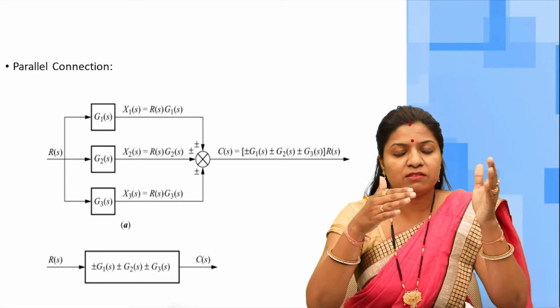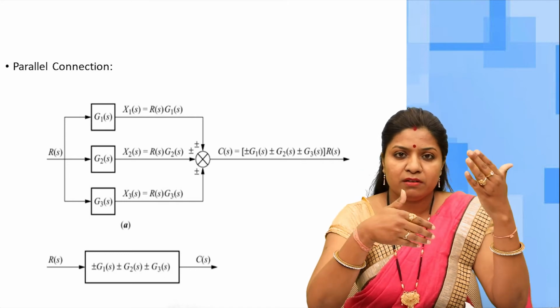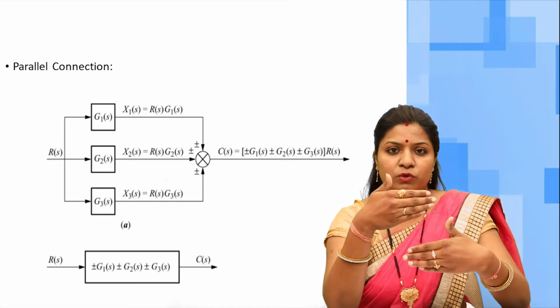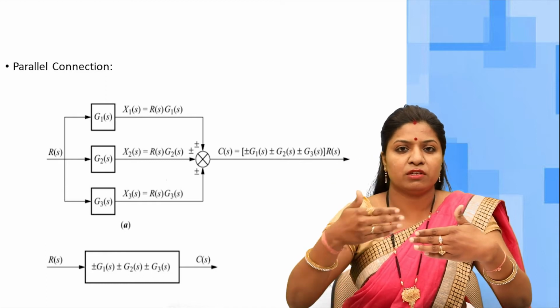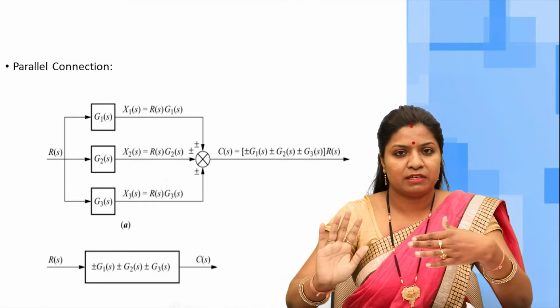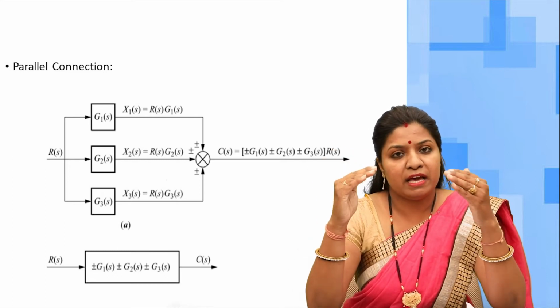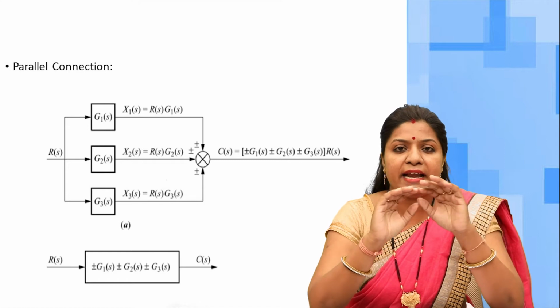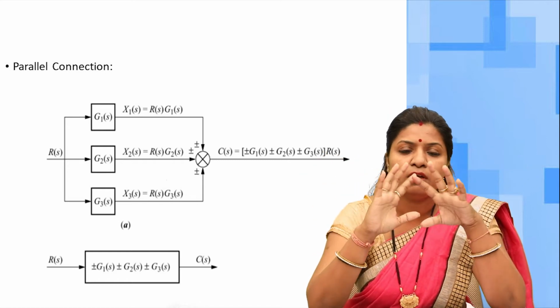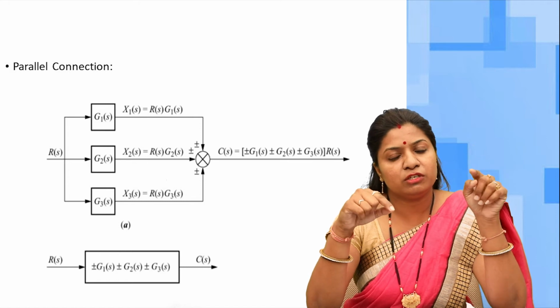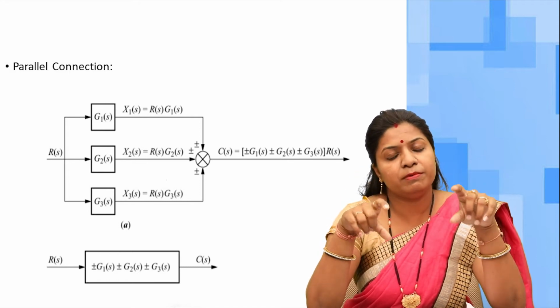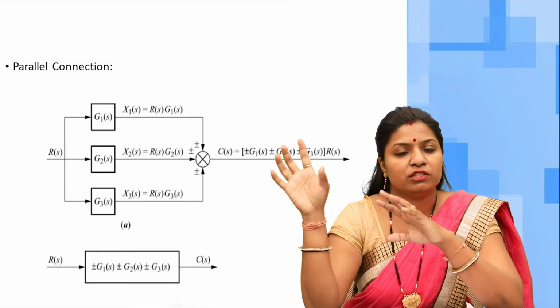Rule number 2: when blocks are present in parallel. Suppose we have these three blocks in parallel, G1, then G2, then G3, with their separate outputs x1, x2, x3. Clear? Now what do we have to do? If we have blocks in parallel, simply add them all. Whatever is present in each block, add them. This time we have G1, G2, G3, so our simplest form will be G1 plus G2 plus G3. Clear? These were the two rules for blocks or systems.